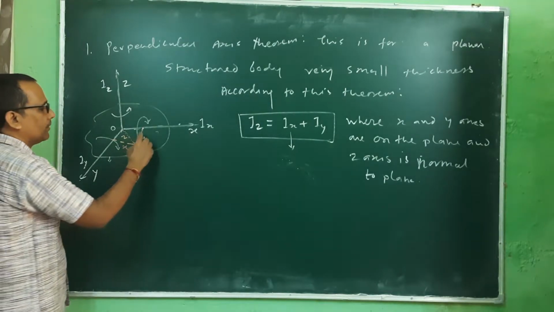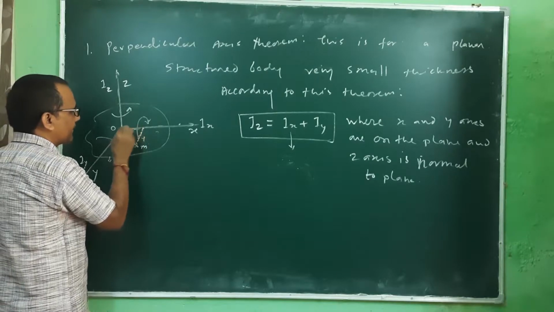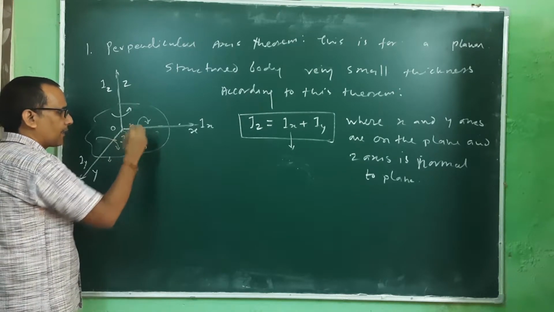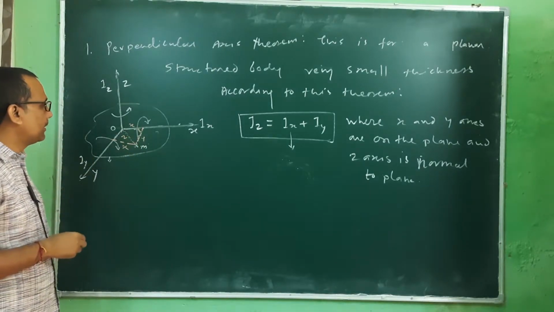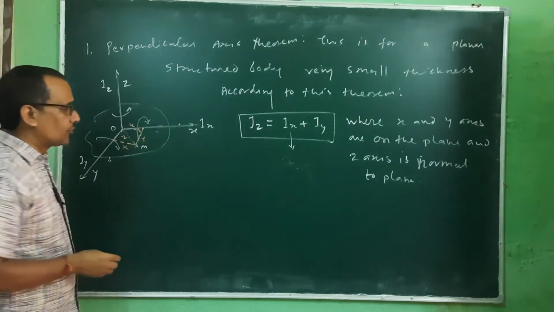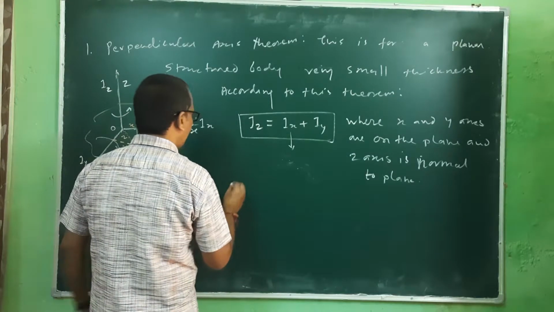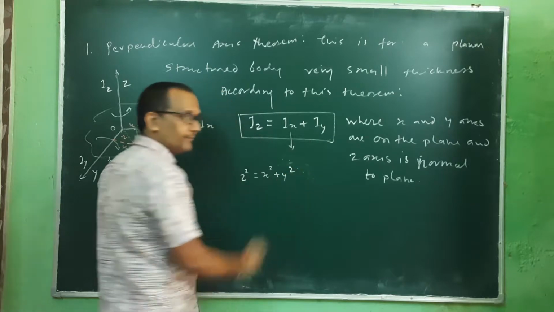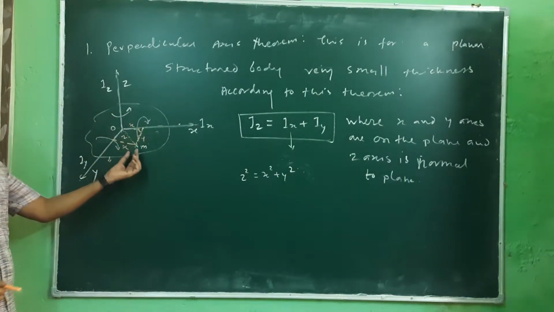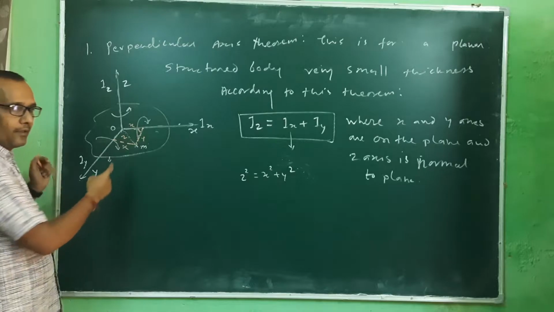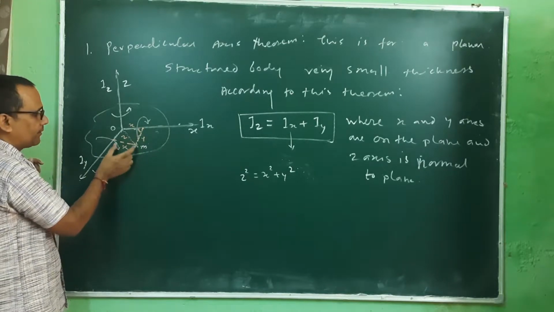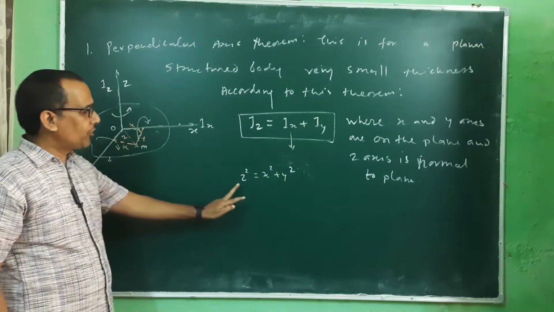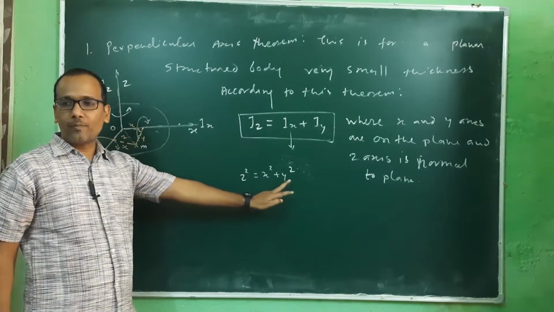Okay, so this is y, this is x. Remember this is normal, perpendicular, so one can use the Pythagoras theorem. By using Pythagoras theorem, we will have z square equivalent to x square plus y square. This is our right angle triangle, and we can use Pythagoras theorem. So z square is equivalent to x square plus y square.